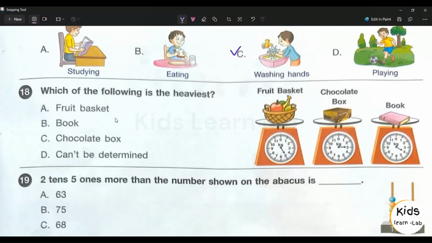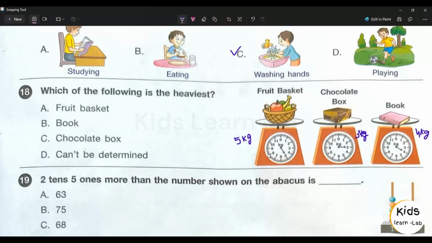18th question, which of the following is the heaviest? Fruit basket, chocolate box, book. Weight machine is showing 5 kg for the fruit basket, chocolate box is 3 kg, book is 4 kg. So among these, which is heaviest? 5 kg is the heaviest, that is fruit basket. Option A is the right answer.